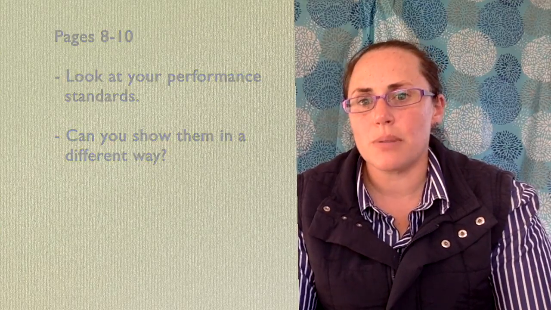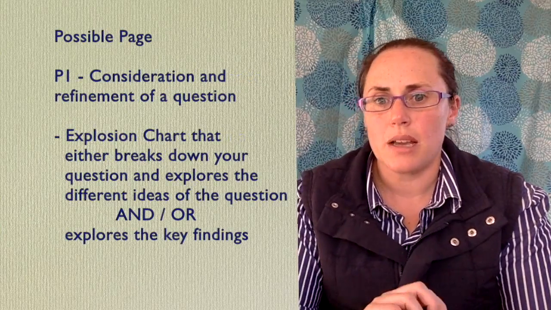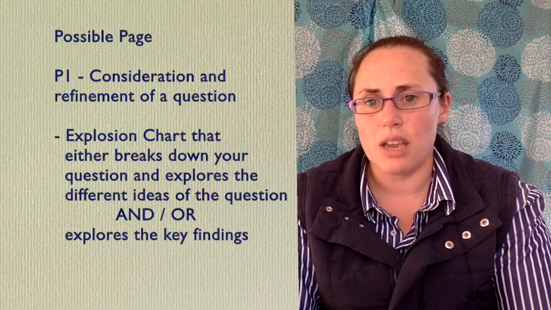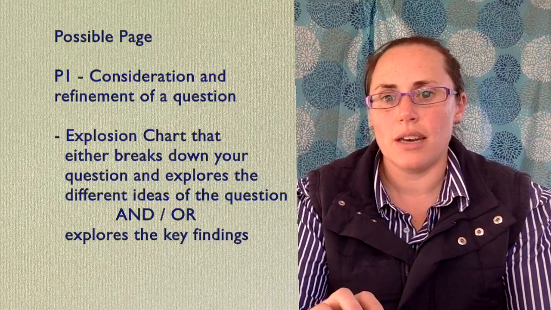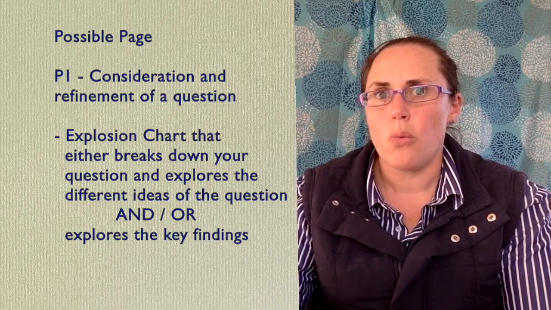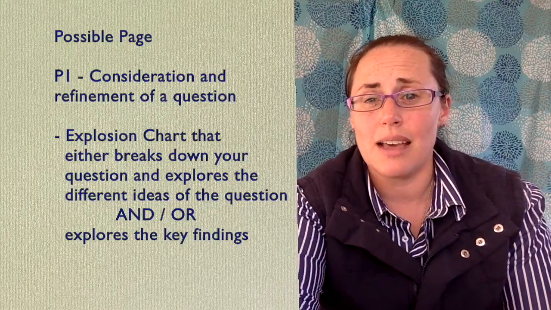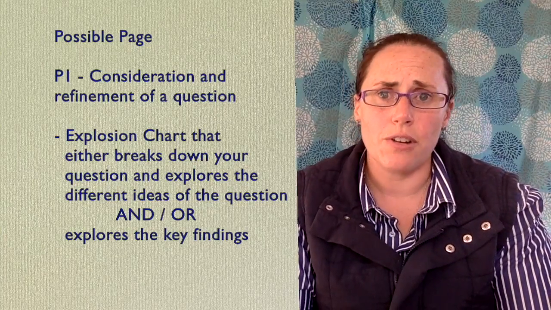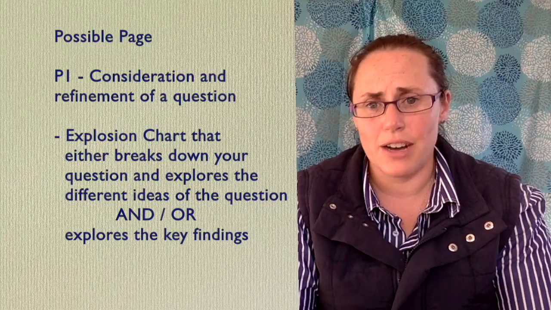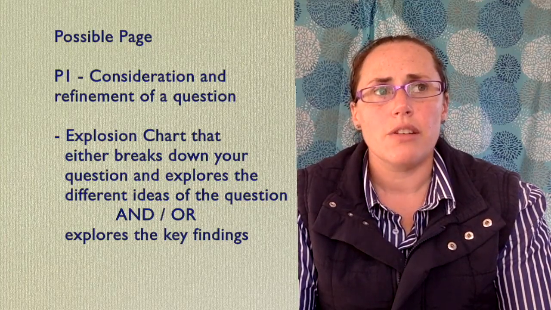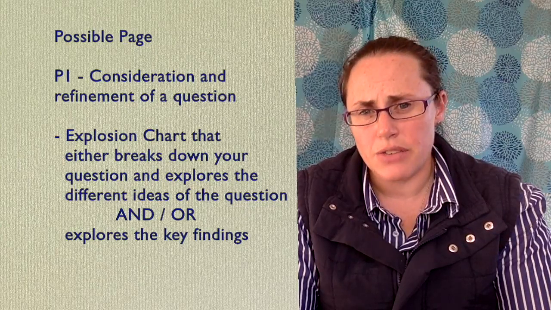Can you show an explosion chart that talks about specifically the subheadings of your question that you're asking? So what your key findings are, and then from those, what kind of information are you going to have to find out about those key findings? That would be a way of showing the different questions that you're asking and the refinement of a question, and more specifically, the refinement and clarification of a question.